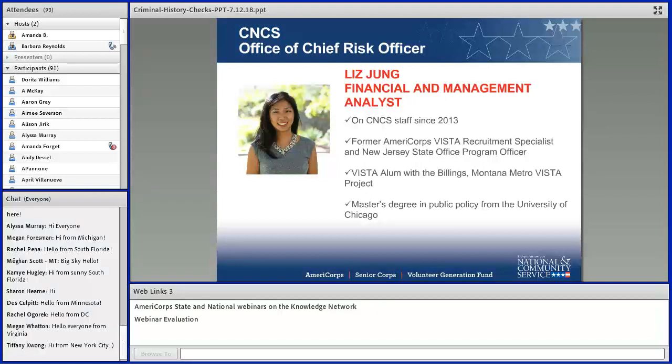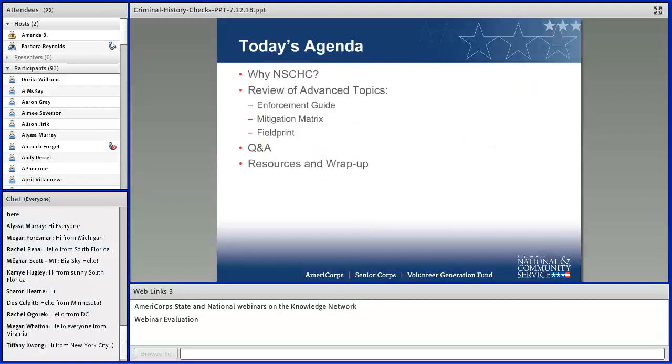We're gonna get started on some criminal history check topics. This is not a 101, so if you are coming to learn about how to do the checks or where you can go get the checks, I'm just gonna refer you to our Knowledge Network page. All that information is up there. We're not gonna go over what the requirements are or what eligibility means. We're gonna talk mostly about the enforcement guide actually today.